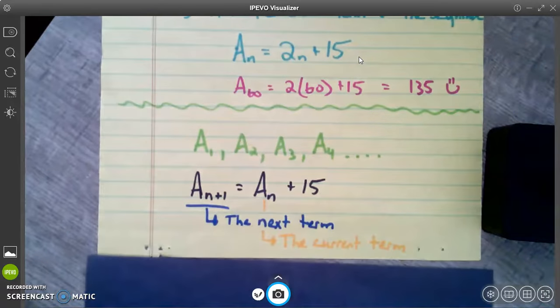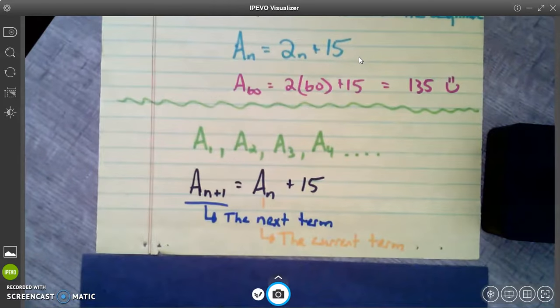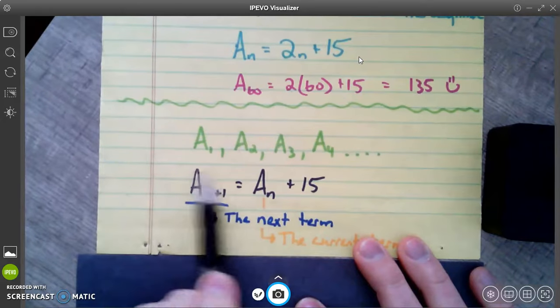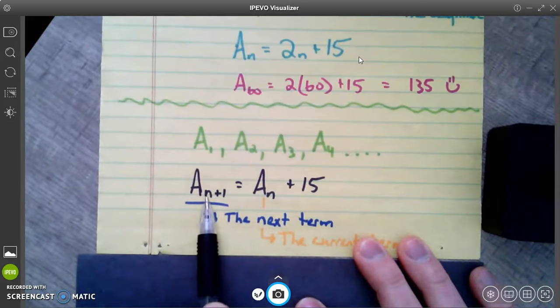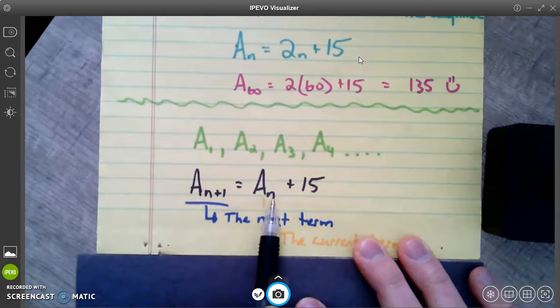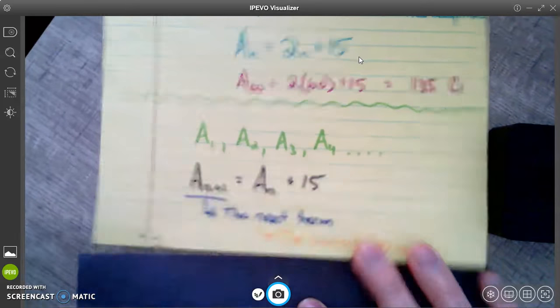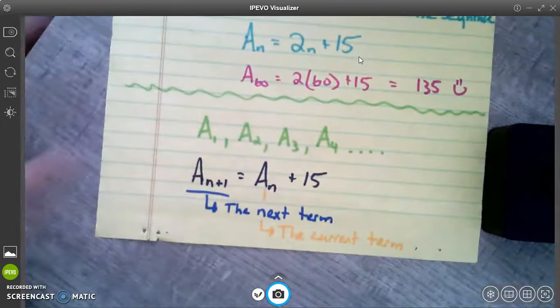So it's just a little bit different with notation, this recursive idea. If I'm on the first one and I want to find the second one, if I want to find a sub 2, what would I have to plug in here? Well, to get a sub 2, I would need a 1 here because 1 plus 1 is 2. So if I'm plugging a 1 in for n, then I would plug a 1 over here for this n, and it becomes the first term plus 15. To find the next one, add 15, add 15. So it's just a different notation.